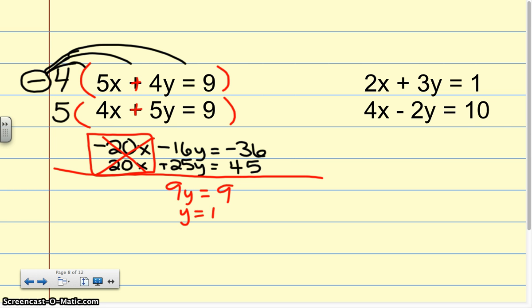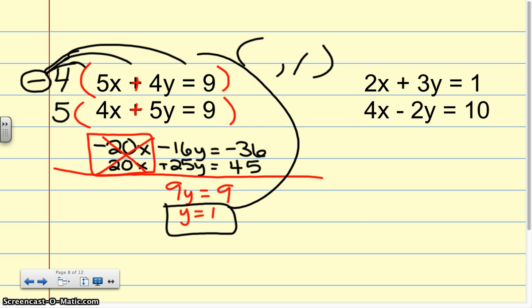Y is equal to 1. To get my other value, again, we're solving a system, so we need an x and a y. I take this one and I just plug it into one of the originals. I usually always go to the top one. So I get 5x plus 4 times 1 equals 9. 5x plus 4 is 9. Subtract my 4. 5x is 5. Finally, x is 1. So the solution to this system is 1, 1.